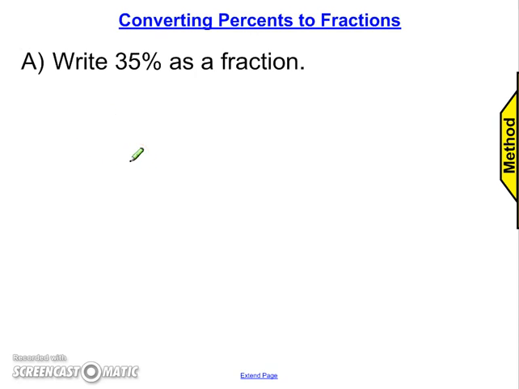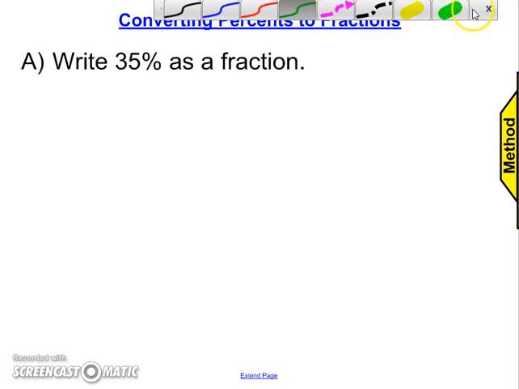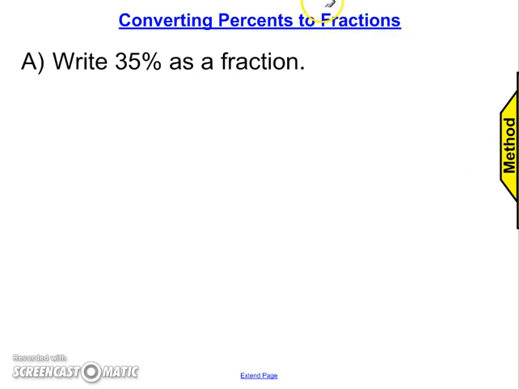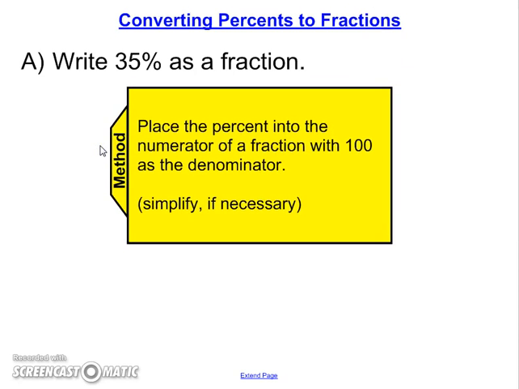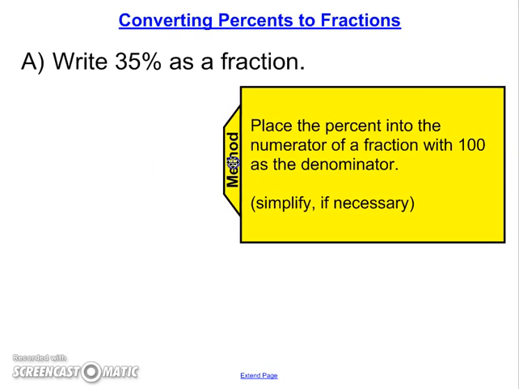Okay, so then we're going to review converting percentages to fractions. Our first example here, we're going to write 35% as a fraction. Very simply, all we have to do to take a percentage and make it into a fraction is place it over 100, and 100 will be the denominator. And then, just a habit we have in mathematics anyway, we reduce our fractions to lowest terms.